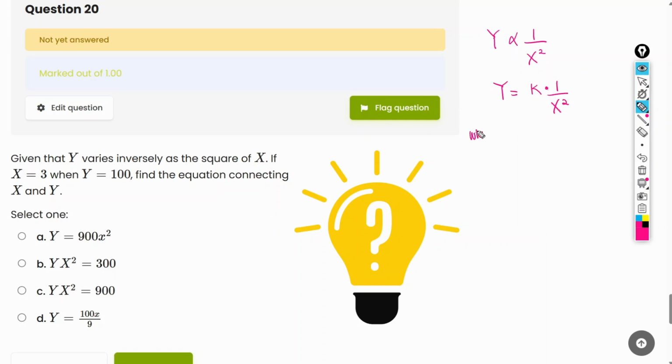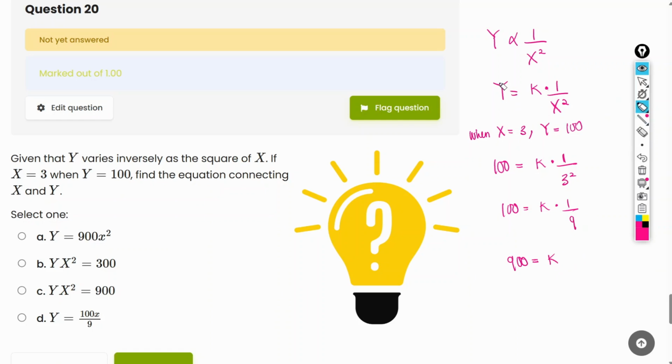Now we are told that when x is equal to 3, capital Y is equal to 100. So we can sub this in to solve for k. I have 100 for y is equal to k times 1 over 3 squared. So that means that 100 is equal to k times 1 over 9. Multiplying both sides by 9, I have 900 is equal to k.